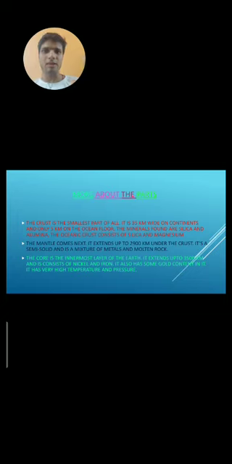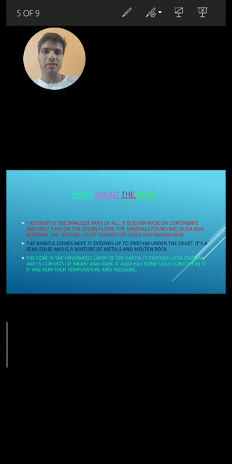Then coming to the oceanic crust, the second layer. The oceanic crust is a layer where we find minerals like silica and magnesium. Hence we call it SiMa, Si of silica and Ma of magnesium, together called SiMa.